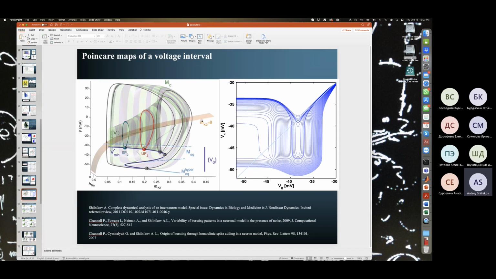Okay, and as I said, we don't touch the surface. We don't apply external current. Instead, we only shift the slow nullcline up and down by changing that parameter. And as a result, we're going to get, numerically, a one-parameter family of one-dimensional maps, return maps, for the minimal voltage. And now you see how it looks.